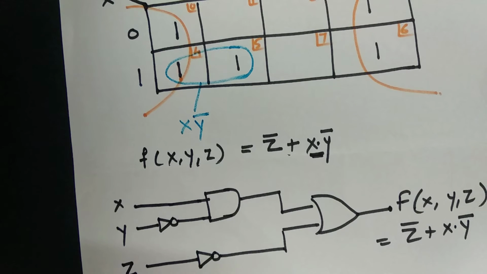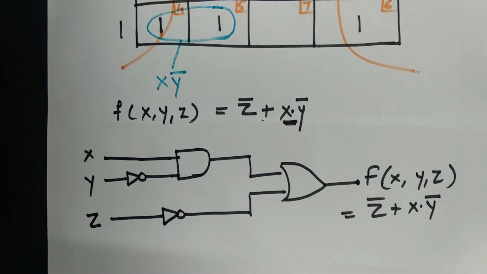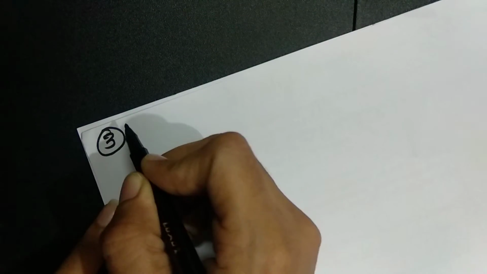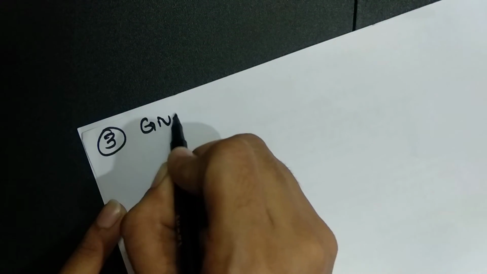Okay, so this is your second problem. Now we will have the next problem. Again, one problem we will see related to 3 variable K-map. Okay, I will have the next problem. Your third problem is given.